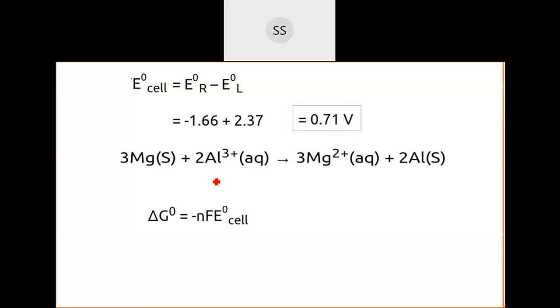And from here the n value we have got is 6. Substitute directly: minus 6 into 96500 into 0.71. When you multiply, this much is the answer per mole. I hope you will not have a problem working this out. These 3 problems, you will not make mistakes. Study this very thoroughly, even for your board exams.